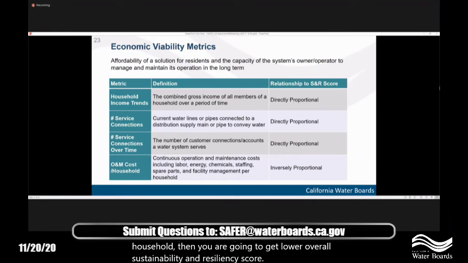For more details on how the metric relationships to the overall sustainability and resiliency score were defined and reasoned, I encourage you all to refer to the companion white paper for this presentation.